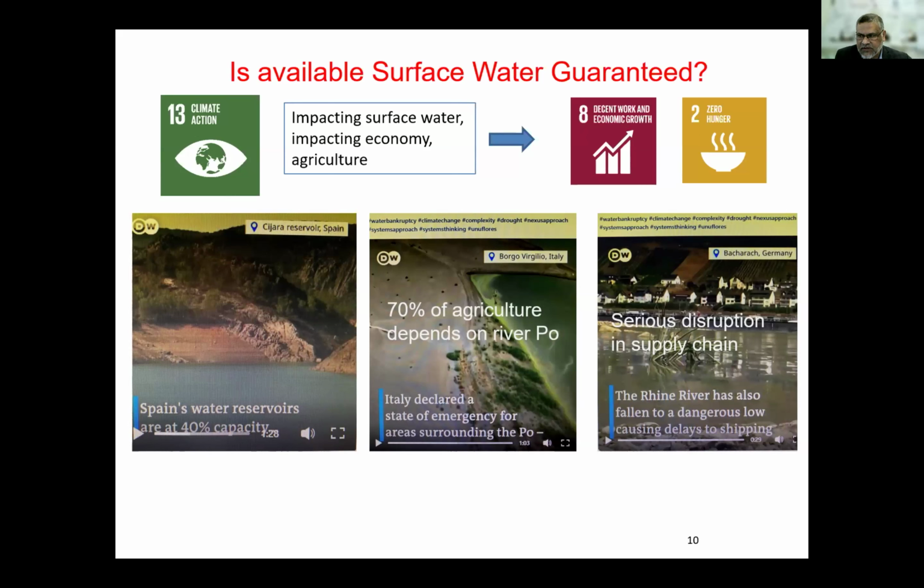And that happened in Germany as well. We are in Europe, and there was serious disruption in the supply chain. When the supply chain is disrupted, we know what impact that will have, because we saw that during the pandemic: if the supply chain is broken, then a lot of things we want, we will not have. And that is in Europe. But the same thing is happening in Brazil, the Amazon River, and many other parts of the world, where climate is actually impacting the level of surface water we have.